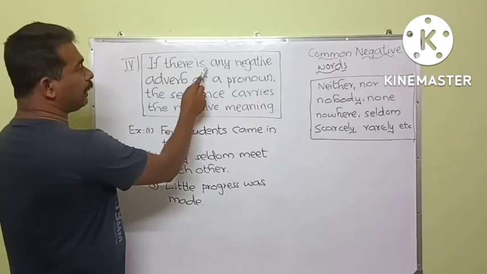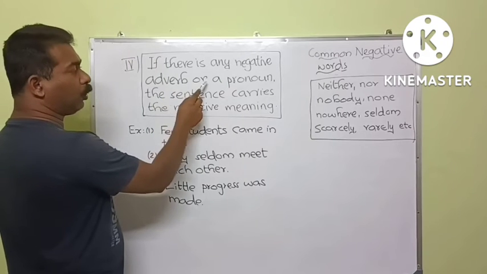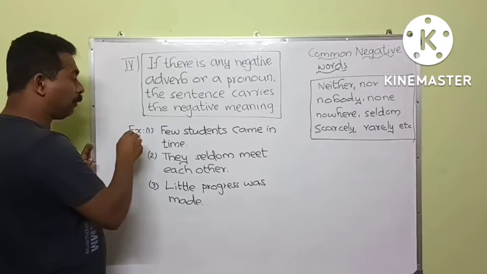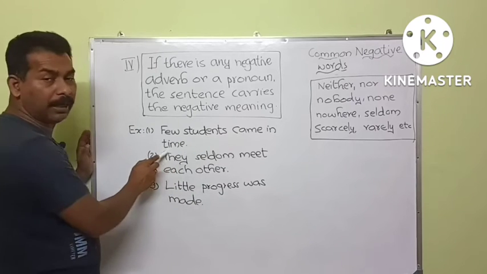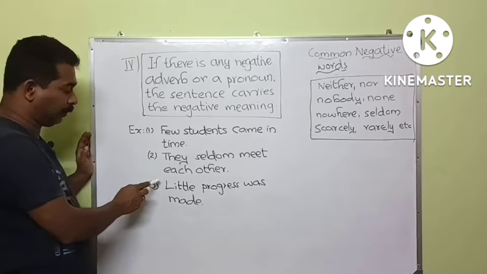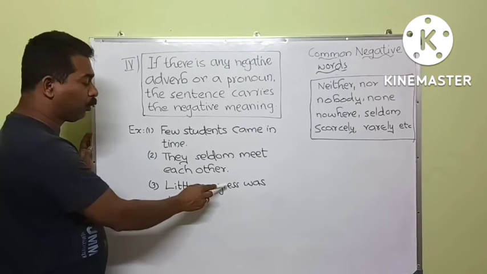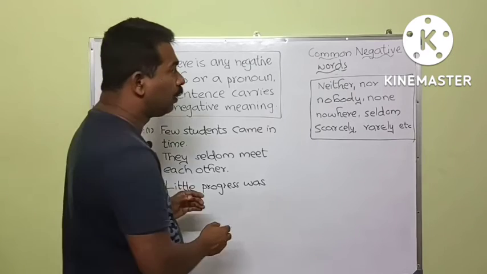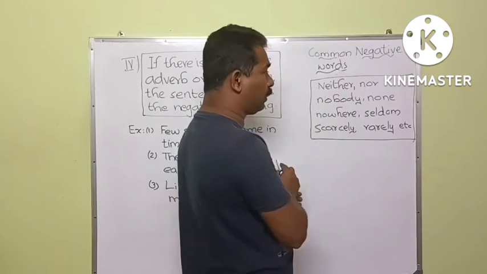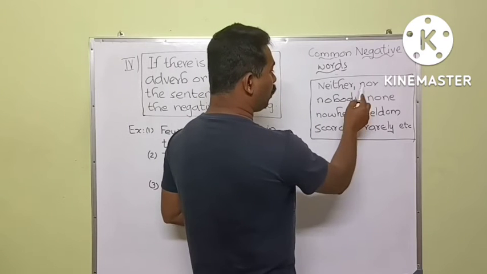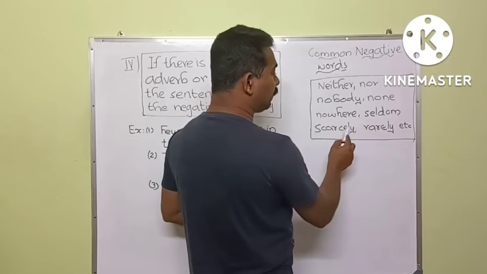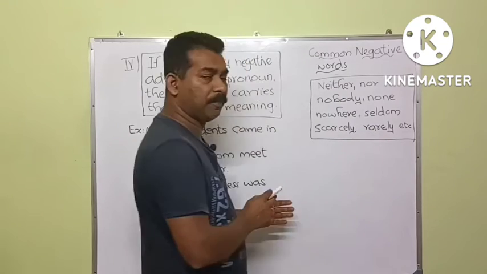Fourth rule, if there is any negative adverb or a pronoun, the sentence carries the negative meaning. Example number 1, few students came in time. Example number 2, they seldom meet each other. Example number 3, little progress was made. Now we have a list of commonly used negative words. Neither, nor, nobody, none, nowhere, seldom, scarcely, rarely, etc.